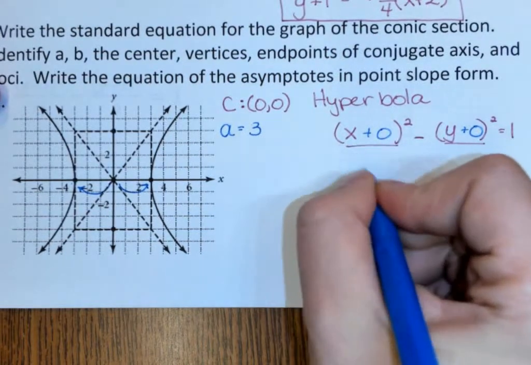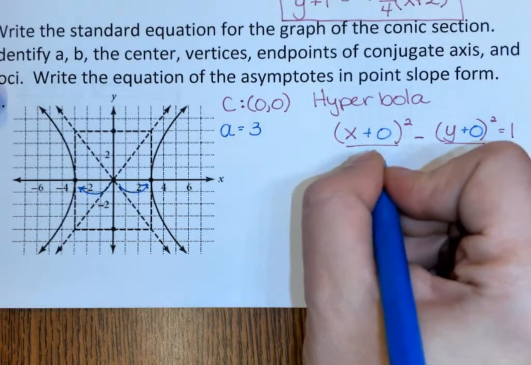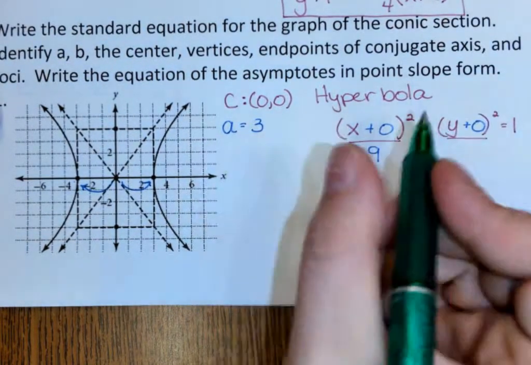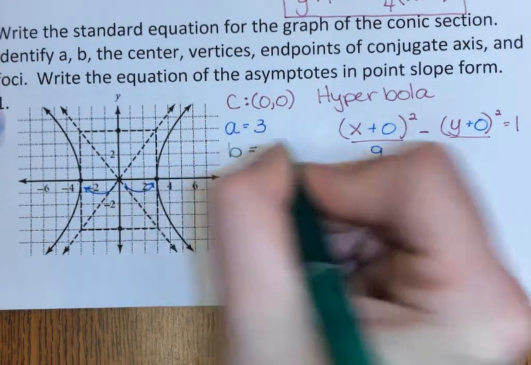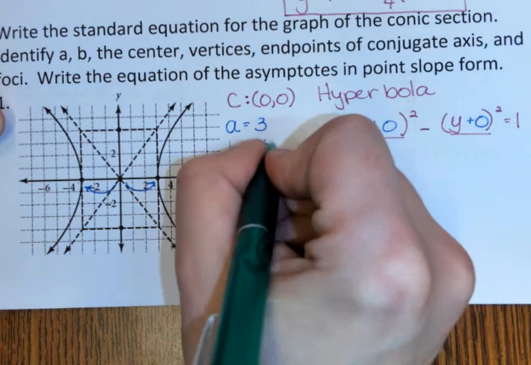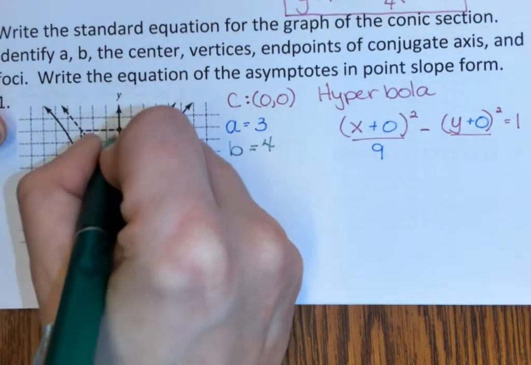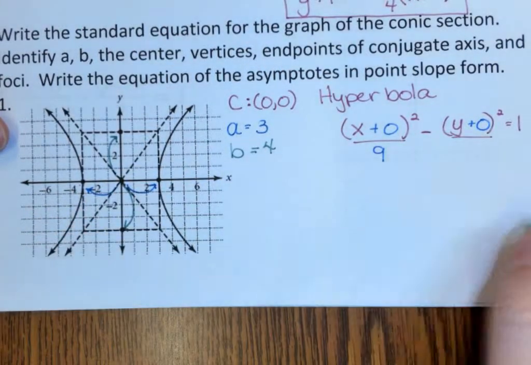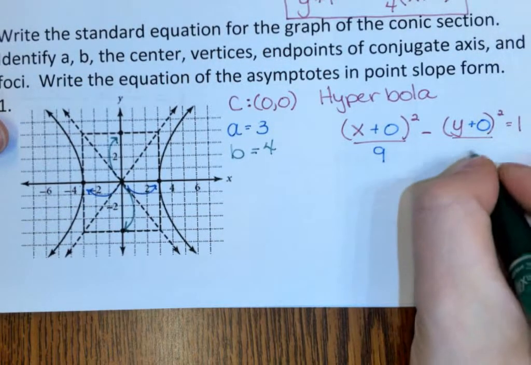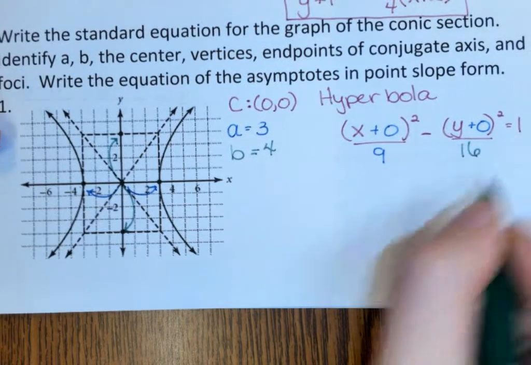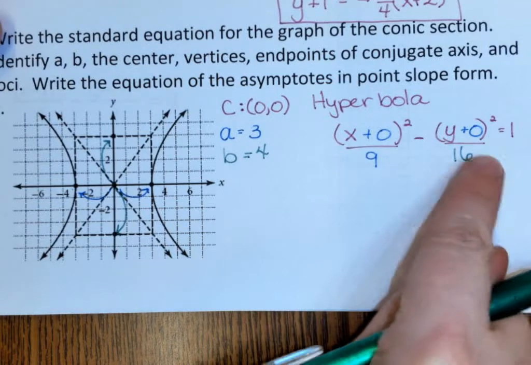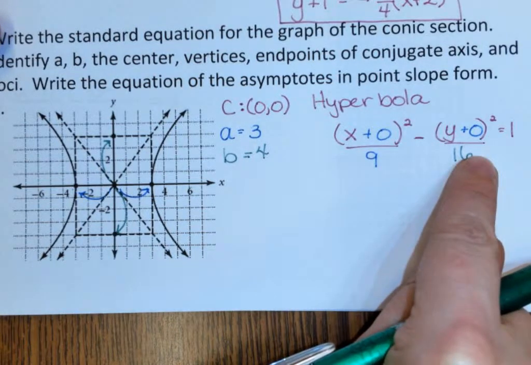So what is going to go here? 9. Okay. What is b? 4. That's how far I go to the endpoints of my conjugate axis. So what is going to go here? 16. So that's really it for the equation, but it asks for some more things.